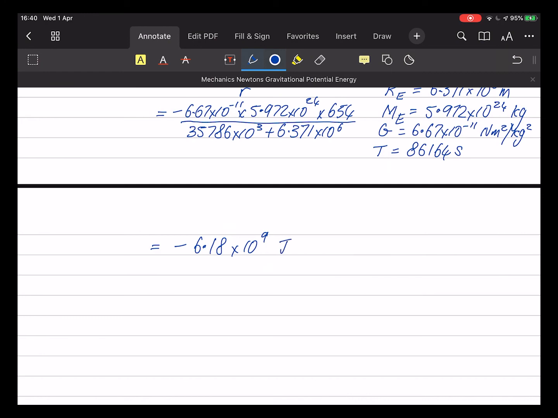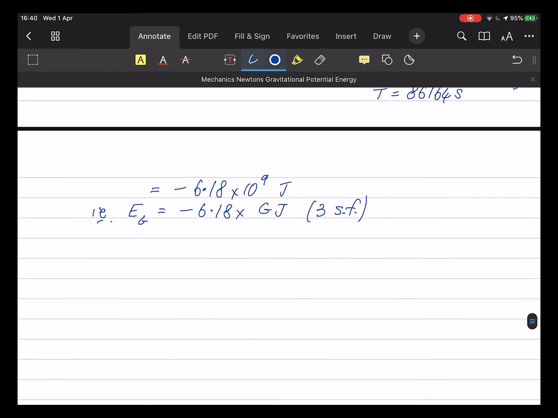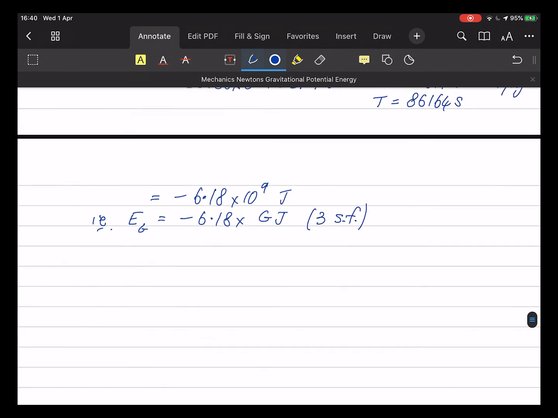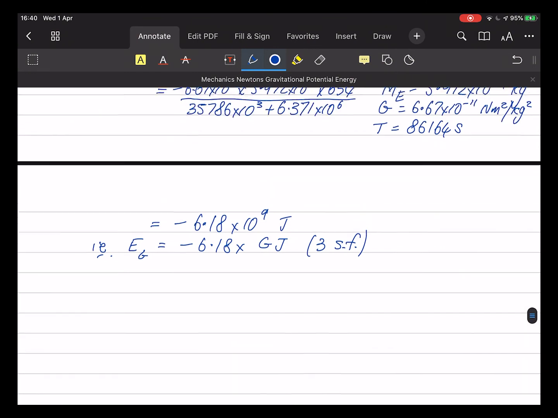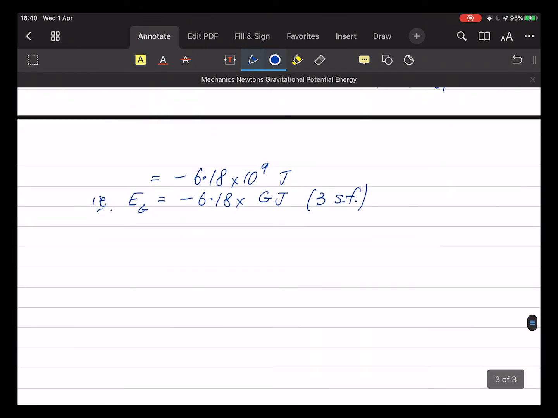Or for the engineers, 6.18 by 10 to the 9 is gigajoules. All right. A lot of gravitational potential energy. You can imagine if it fell out of the sky and hit you on the head, that's not going to tickle.